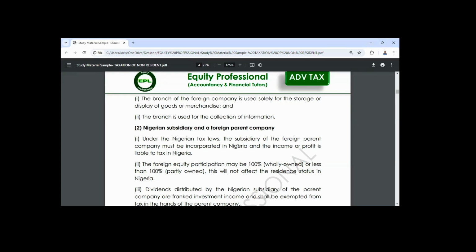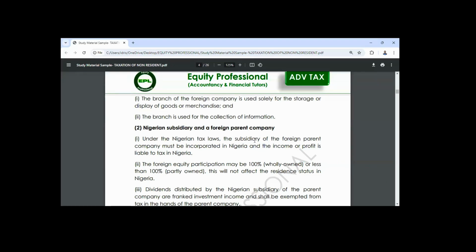The first one we looked at, they have a branch in Nigeria. The head office is abroad. That is the first one. The second one we want to look at now is a situation whereby a company has a subsidiary in Nigeria. Their parent company is abroad. What is the tax implication? Number one tax implication, under the Nigeria tax law, the subsidiary of a foreign parent company must be incorporated in Nigeria.